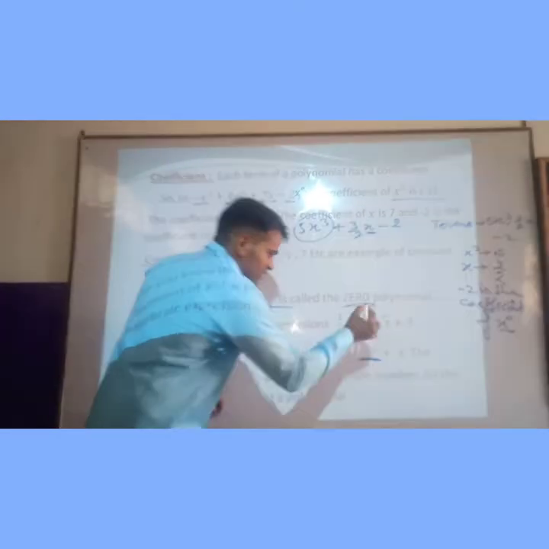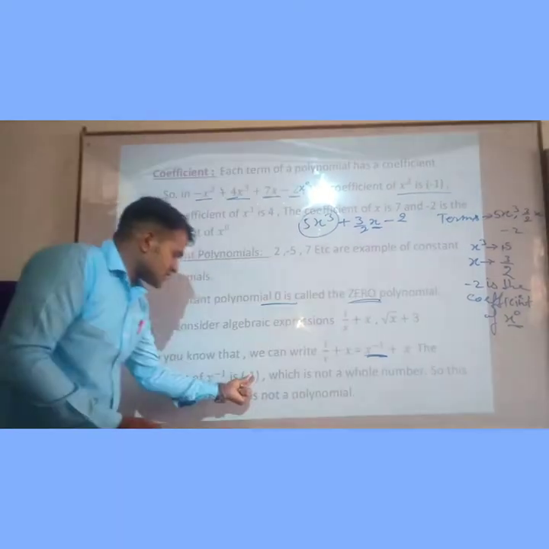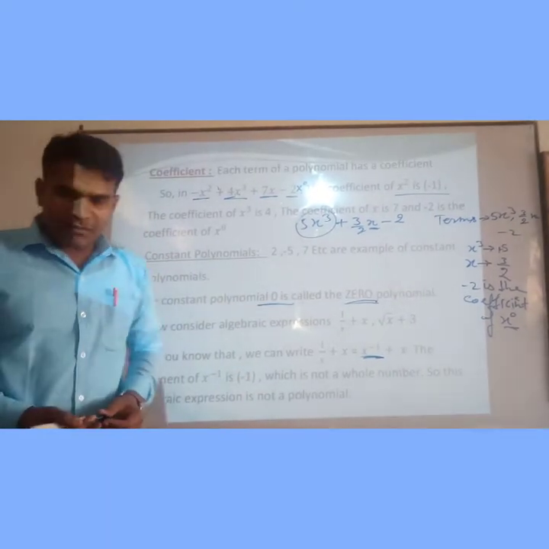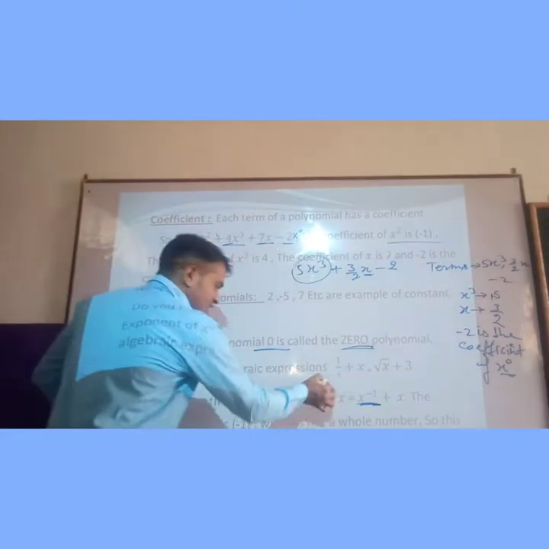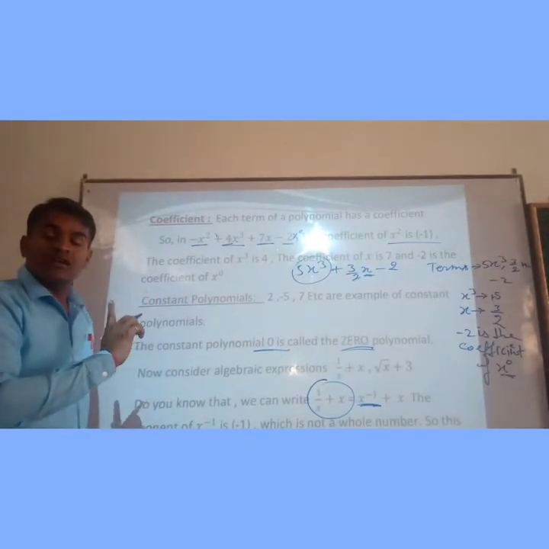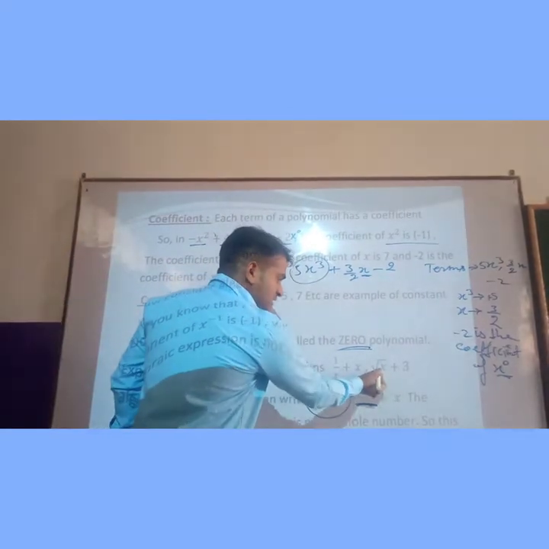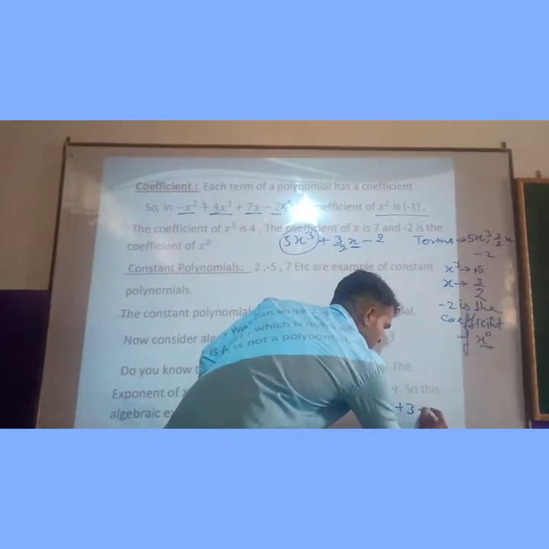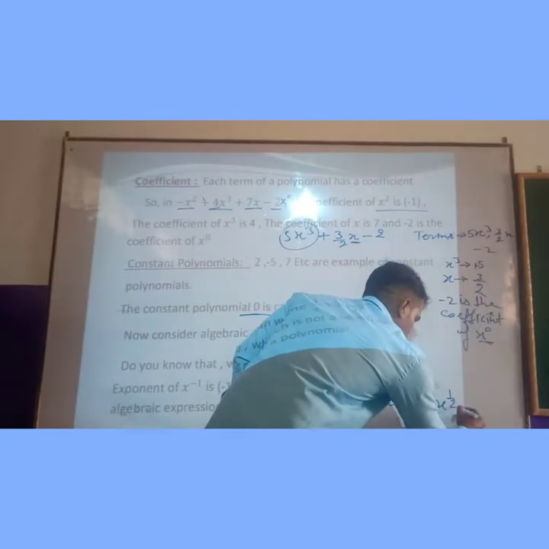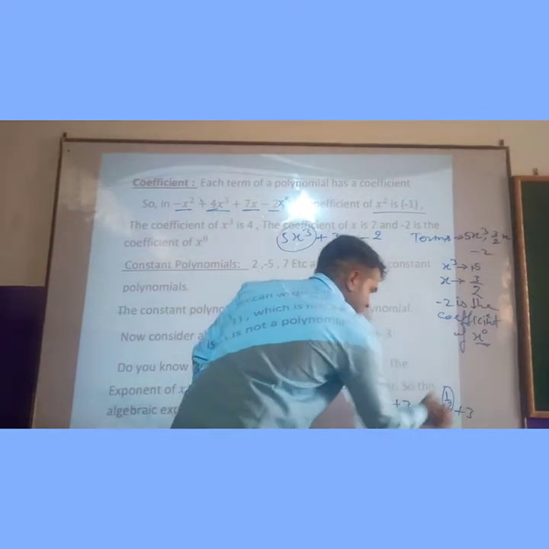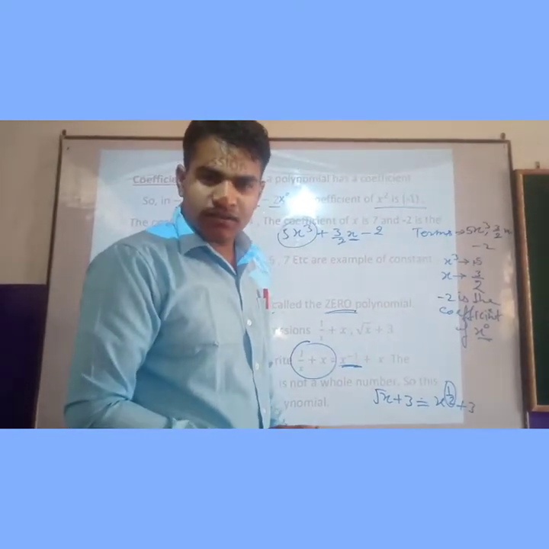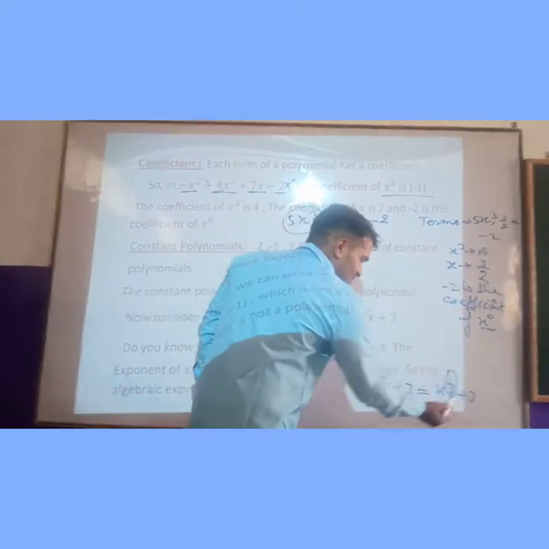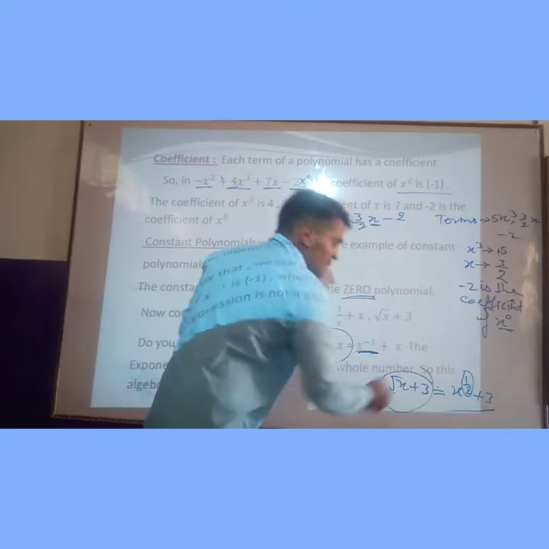So what is the exponent of x power minus 1? That is minus 1. Is minus 1 a whole number? No, minus 1 is not a whole number. It means the expression 1 upon x plus x is not a polynomial. Like that, root x plus 3: we may write it as x power 1 upon 2 plus 3. The exponent of x is 1 upon 2. Is 1 upon 2 a whole number? No. It means root x plus 3 is not a polynomial.